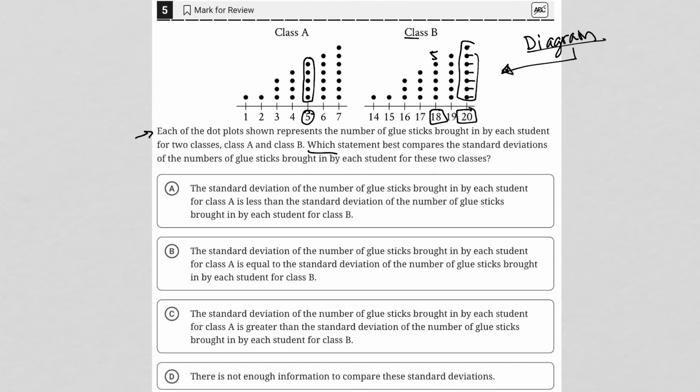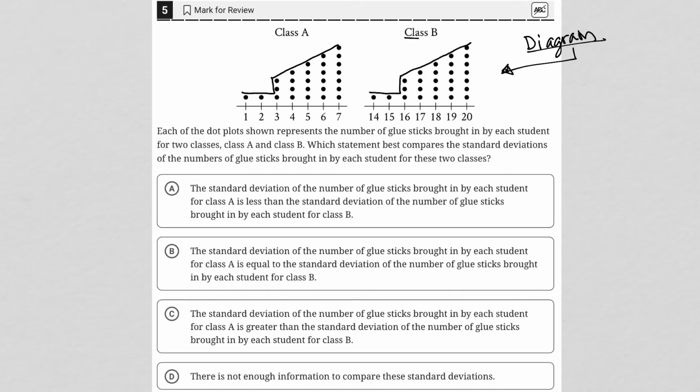Which statement best compares the standard deviations of the numbers of glue sticks brought in by each student for these two classes? So standard deviation is all about movement away from the mean, like how far are the data points from the mean. And for this test in particular, you may know about standard deviation from other means, of course, but for the SAT in particular, we're just simply looking for a trend. And if the trend in data is exactly the same as we see it is here, it's exactly the same trend. That means that the standard deviation is also exactly the same.